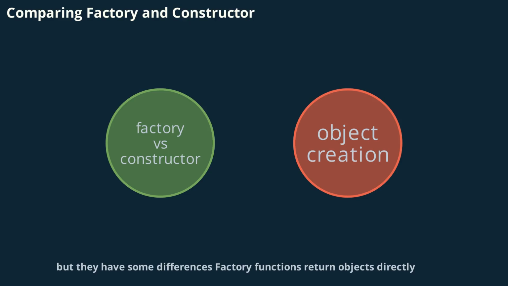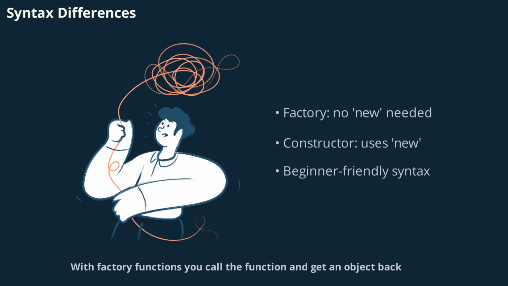Factory functions return objects directly, while constructor functions use the new keyword and this. Factory functions are more flexible and don't require special syntax, but constructor functions integrate better with JavaScript's prototype system. Let's look at some key differences and see which approach fits different scenarios. With factory functions, you call the function and get an object back. With constructor functions, you use the new keyword and JavaScript handles object creation for you.